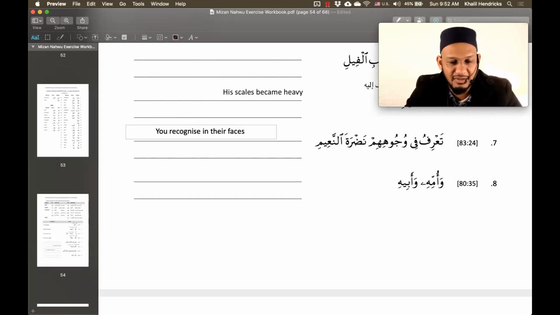What do you recognize in their faces? Nadratan. Nadratan na'im. Good. What is nadra? Splendor, I think. Splendor or brightness, radiance. What's na'im? Bliss. So how do we translate nadratan na'im?